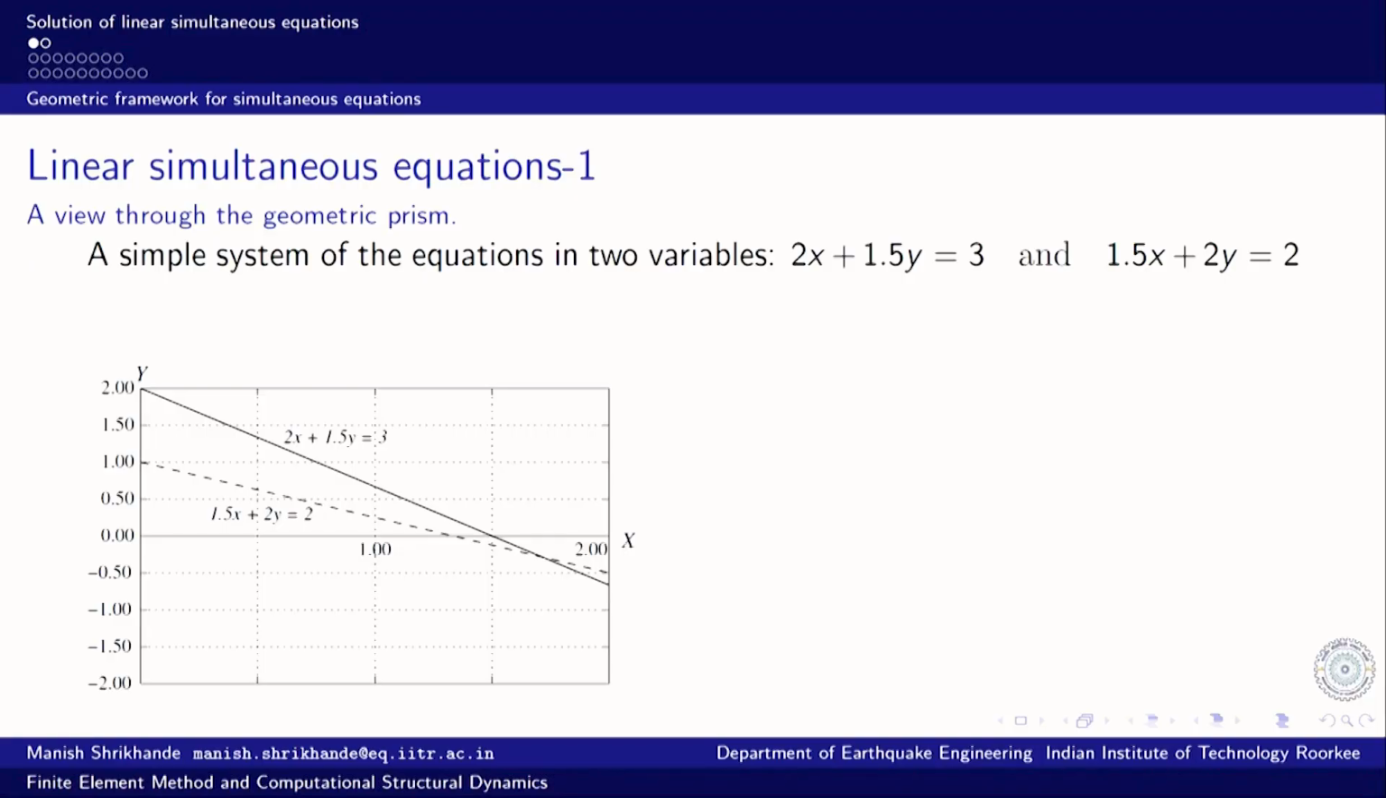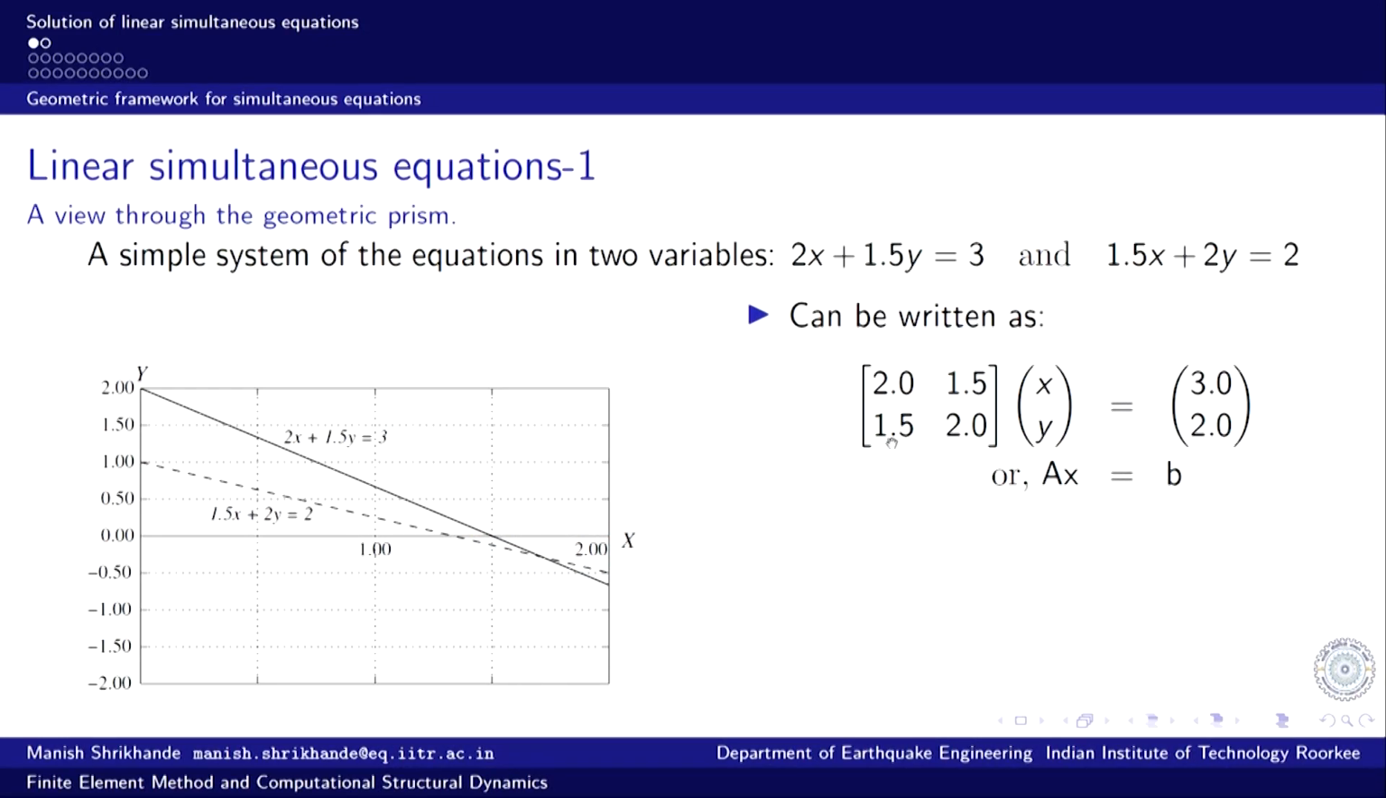As you can see, I plotted these two lines on the xy graph, and they do have an intersection point here. That is the solution of these two equations. This is the graphical method of solution that we all have studied earlier. The equation itself can be arranged in a form that is suitable for digital computers. We can store the coefficients in an array, and the unknown variables can be represented as a vector. So, 2, 1.5, 1.5, 2 and x, y are the variables, and the right hand side is again another vector.